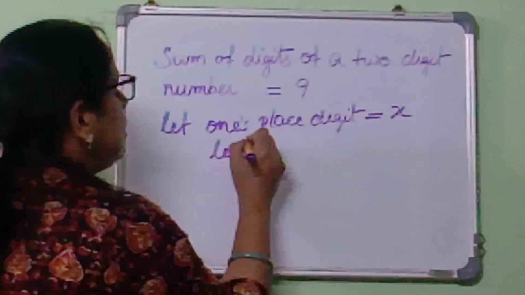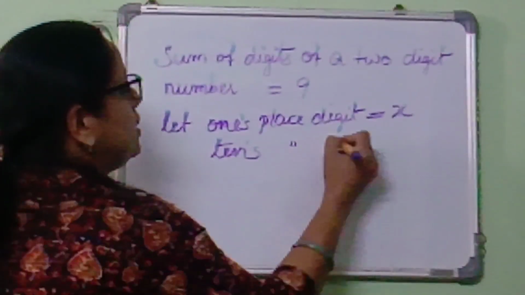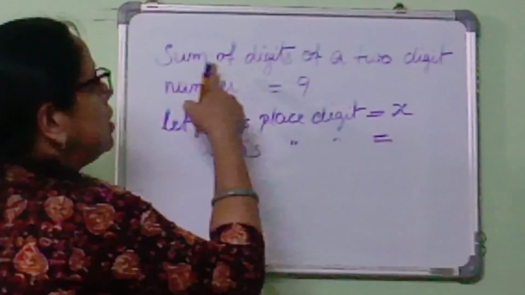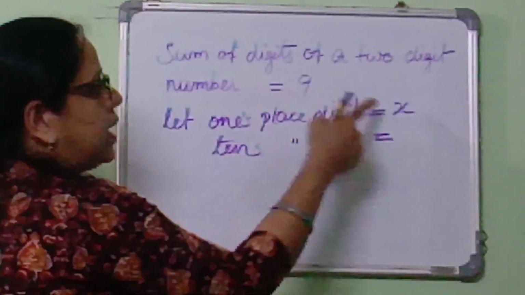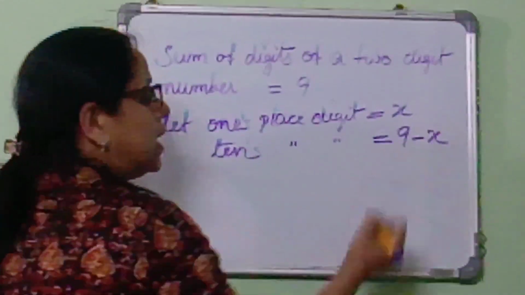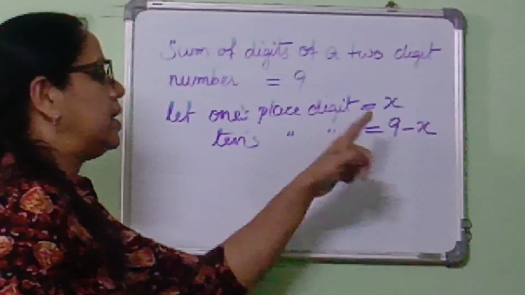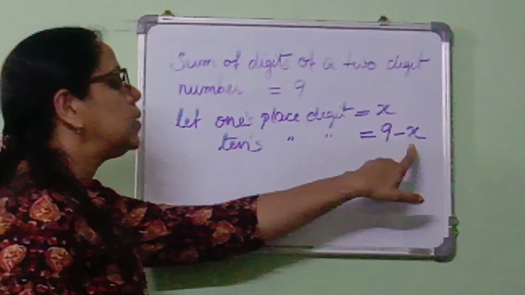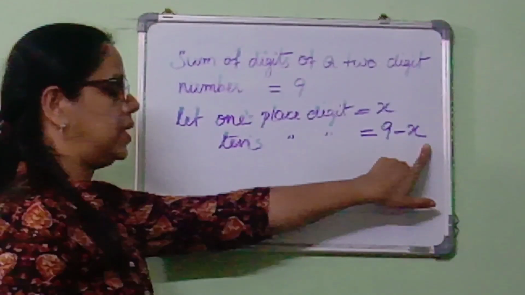Then how can we write the tens place digit? The sum of the digits of a two-digit number is 9 and one of them is x. So the other will be 9 minus x. Their sum should be 9. That is why if one is x, then the other will be 9 minus x. So we got the ones place digit and the tens place digit.